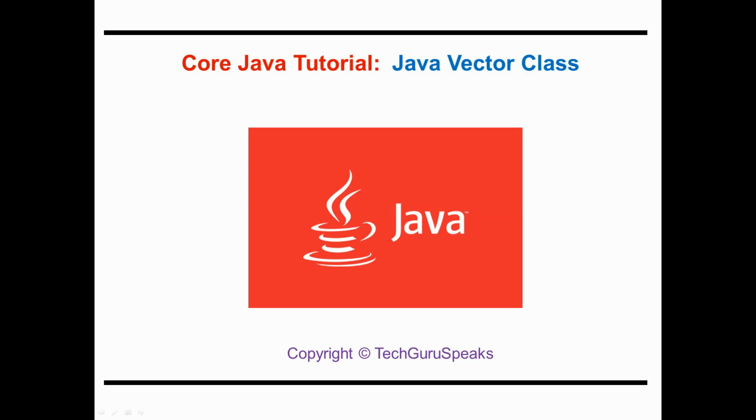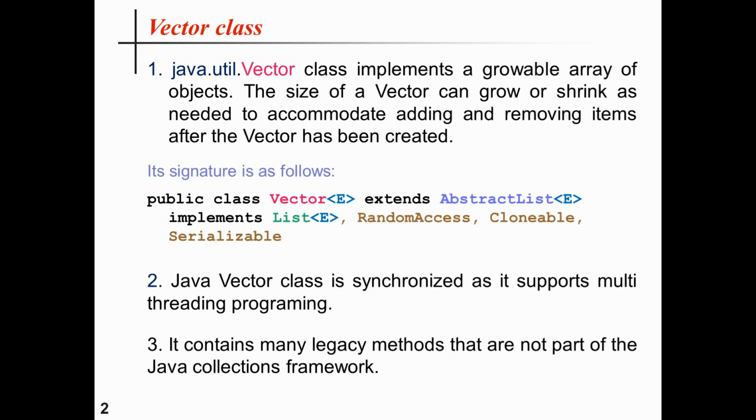Today I would like to describe one of the important classes of the Java collections framework, and that is called the Vector class. The Vector class is basically a legacy class in the Java collections framework, and it implements a growable array of objects. The size of a vector can grow or shrink as needed to accommodate insertion and deletion of items after the vector has been created. Its signature is as follows. Public class Vector extends AbstractList, which is the class, implements List, RandomAccess, Cloneable, and Serializable interfaces.